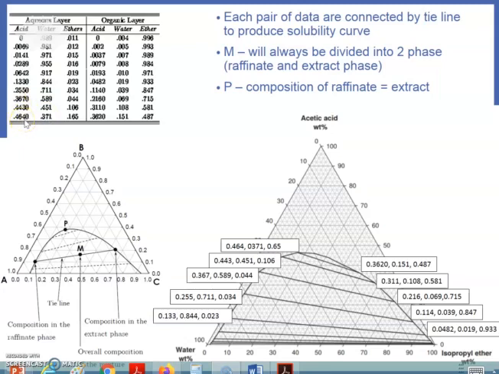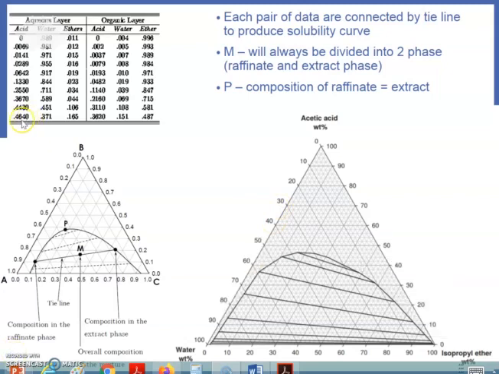So 0.464 represents acetic acid in the aqueous layer. If we follow the scale for acetic acid, this point should be 0.464 of acetic acid. Acetic acid is 1 here, meaning pure component, so the maximum fraction is 1. We read the scale on the perpendicular line to the base. So this will be 0.1, 0.2, 0.3, and 0.4. So 0.46 is around here.